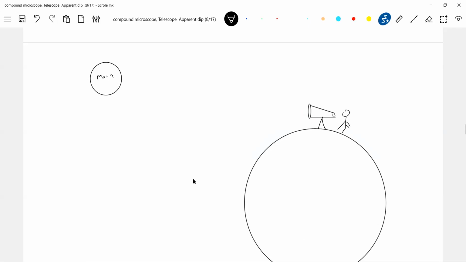The rays emitted by the moon, what will happen? Its image will be brought near to the telescope. This is the objective. Shall I write only F naught? This is Fe, and there's a person. What will be visible? This image will be visible here. The object which was far away, after undergoing refraction, its image will be formed here.